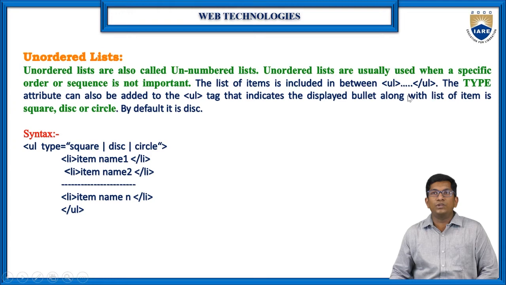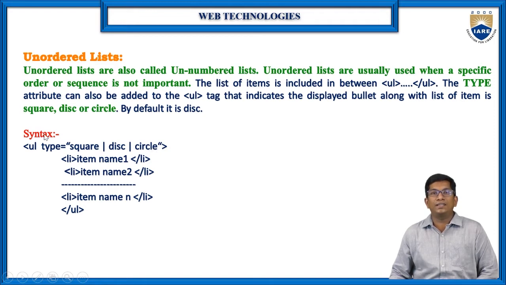The list items are included in between the UL tag or UL element. So start with the UL element and end with /UL. In between that, you write the list items using the li tag. The type attribute can also be added to the UL tag, which indicates the displayed bullet along with the list items: square, disc or circle. By default it is a disc. Suppose you are not using any type, if you have not written the attribute, then it takes disc by default.